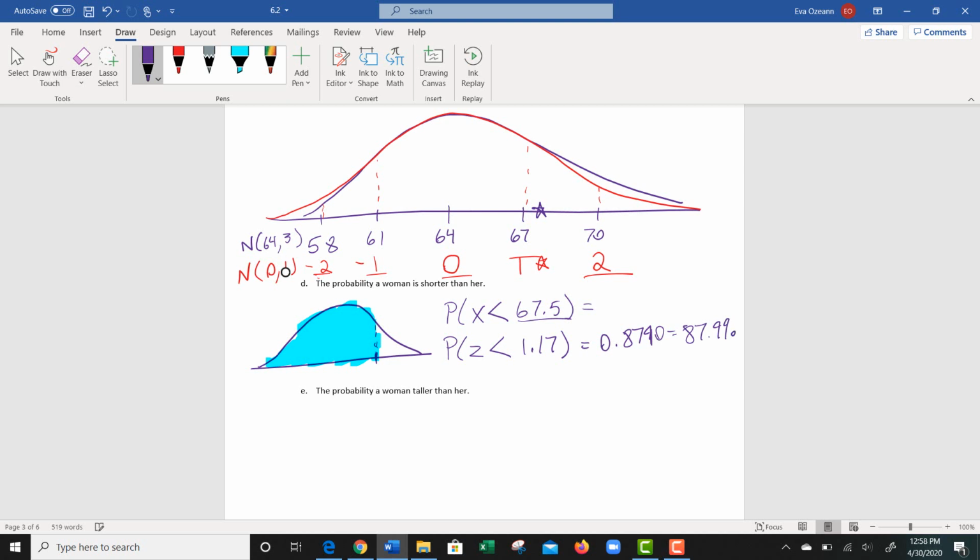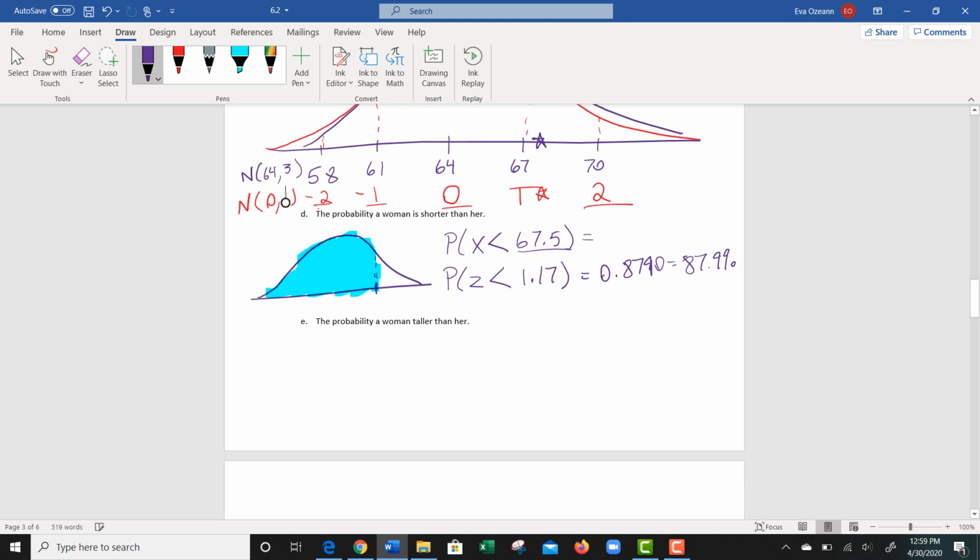87.9%. Now the next question is, what's the probability that a woman is taller than her? So again, if I draw this out, now I'm looking for the probability that somebody's taller than her. So we're looking for people that are to the right. Now what I want you guys to notice is if I took all the women that are shorter than her and all the women that are taller than her and I added them together, I would get all women.